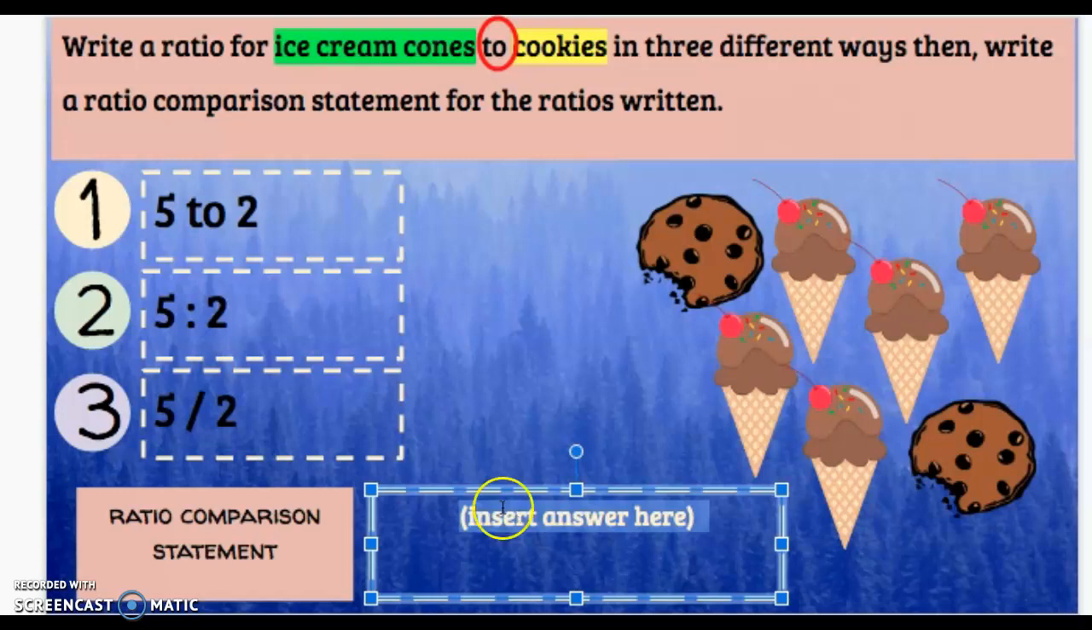And remember, if you forget, on the first slide, slide 7, it asks you and it gives you an example of one. So we start with a for every, and then you say your first number, 5 ice cream cones. There are 2 cookies. Okay, and then a period. A ratio comparison statement is taking your ratio, writing it in a sentence, but you have to make sure you say it as for every blank, there are blank.